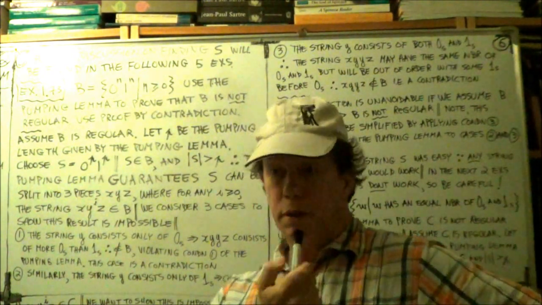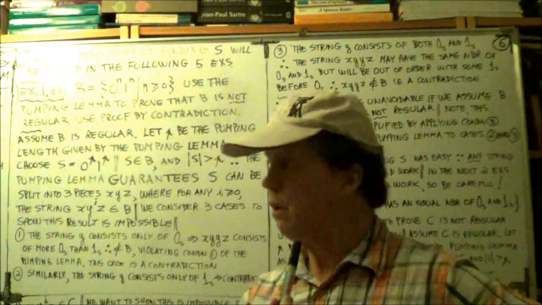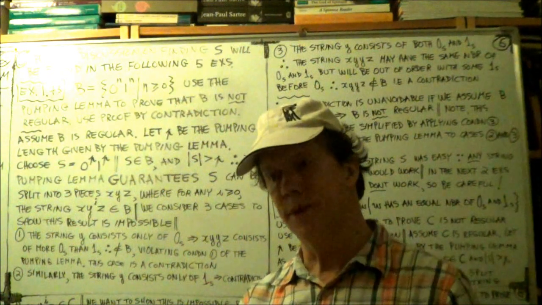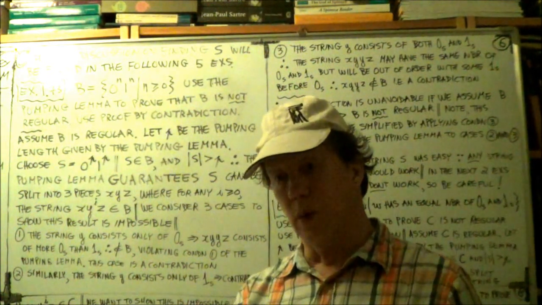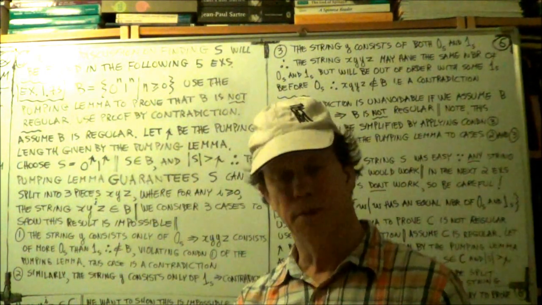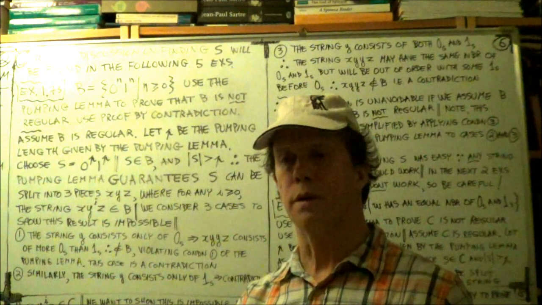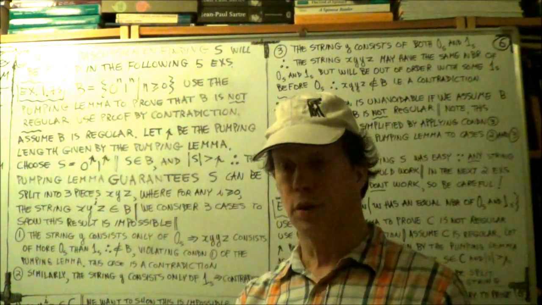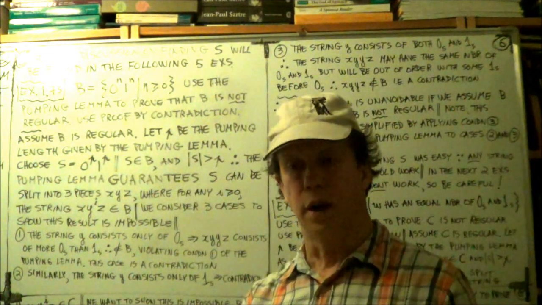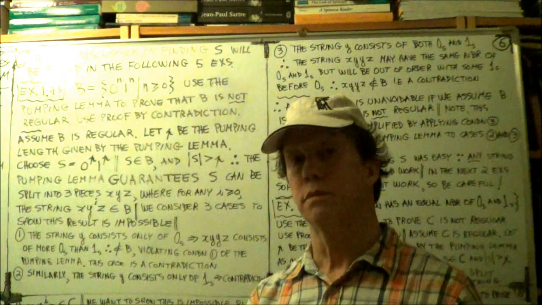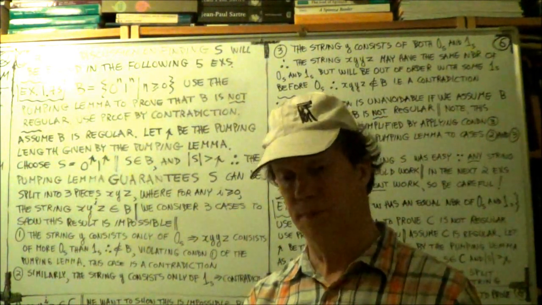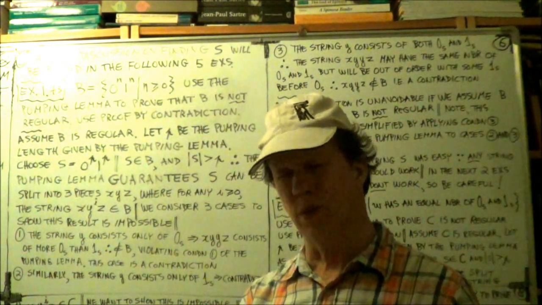In this session we begin the first and second of 5 examples where we will use the proof by contradiction using the pumping lemma to show that 5 particular languages are not regular. In other words, there's no DFA that recognizes that language. Okay? And you may ask, why 5?